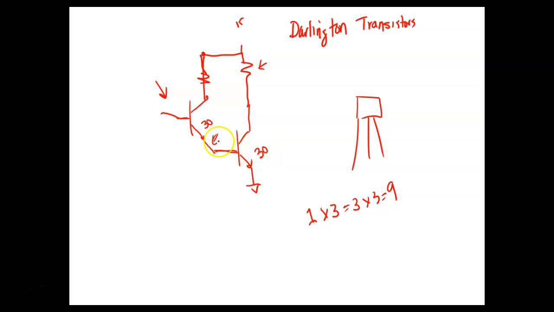So what we would do, the total beta of this circuit would be 30 times 30. So what would the beta of this circuit be? It would be 900. So that means if I put 1 milliamp over here, I could get 900 milliamps over here. So this is a very widely used circuit, because we can get extremely large gains out of these things. Extremely large. I've seen these suckers have gains of like 10,000.